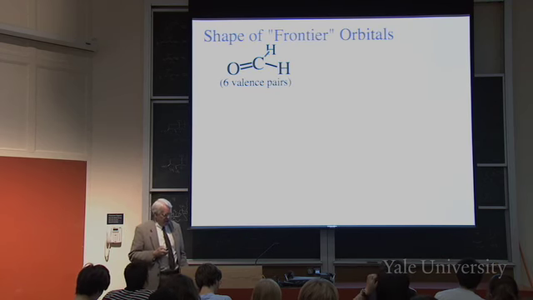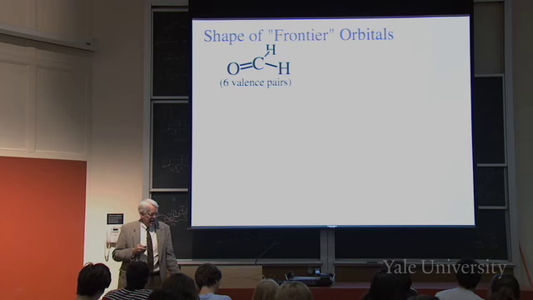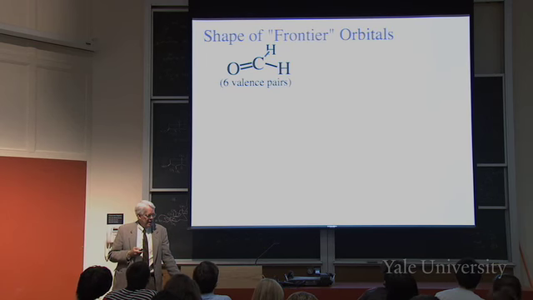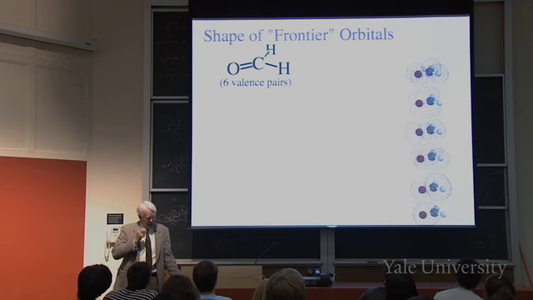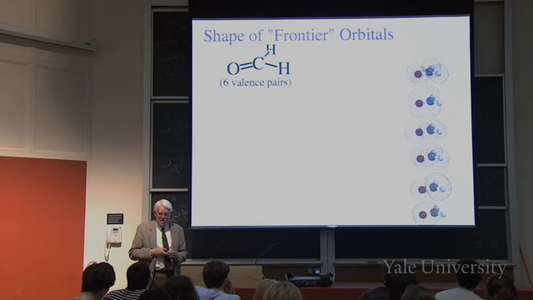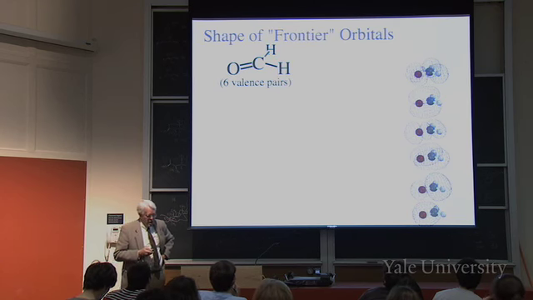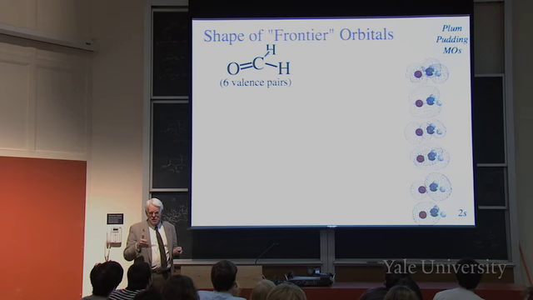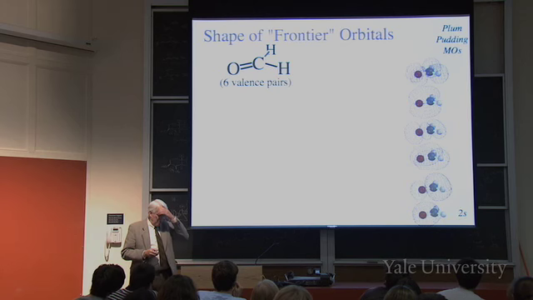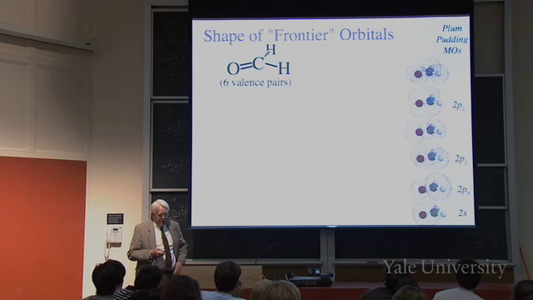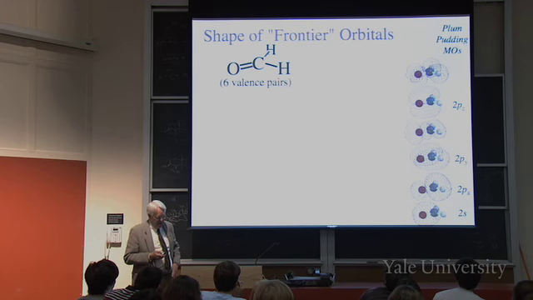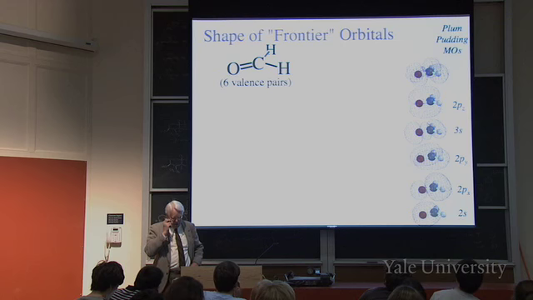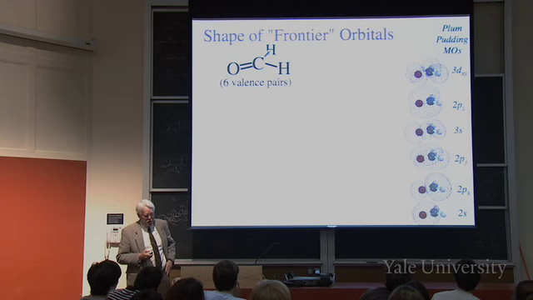So let's look at the shape of the frontier orbitals. There are 6 valence electron pairs in formaldehyde shown here from the side. And we could show the molecular orbitals, right? The Chladni style plum pudding molecular orbitals. So the lowest one is 1s or 2s if you want to count the core, right? Which is mostly on the oxygen, a little bit on carbon. And then there's a 2px, 2py, and 2pz as plum pudding orbitals. And then there's this 3s orbital and this 3dxy orbital.